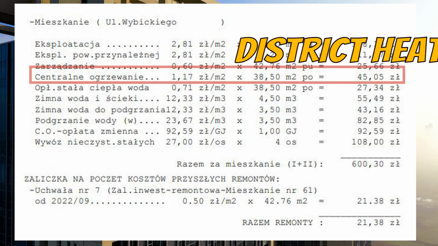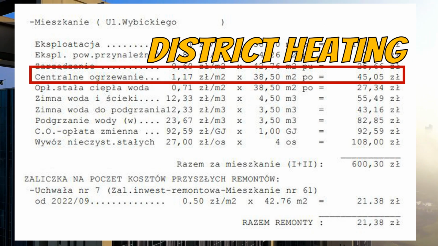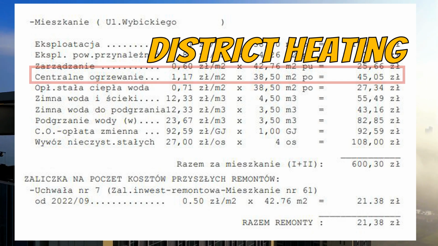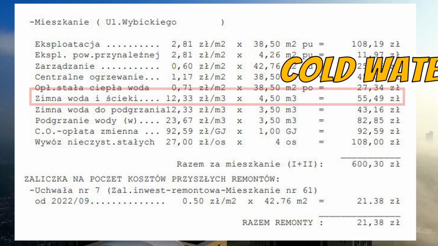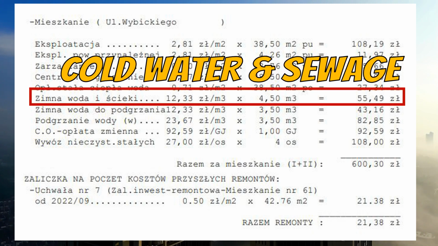If the building has district heating, this item here tells us about the fixed amount we have to pay for the delivery of heat to the apartment. Again, it depends on the size of the apartment, not on the heat consumption, as that billing is found in a separate item. This item tells us how much we will pay for 1 cubic meter of cold water consumed.